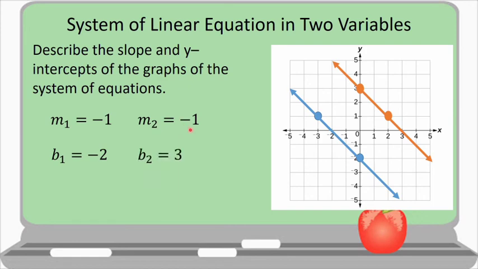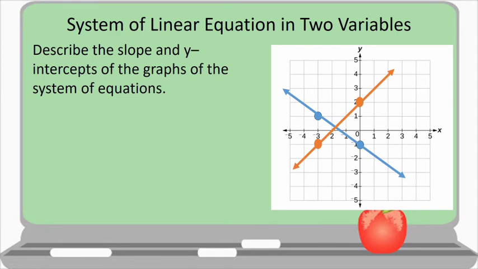And the y-intercept is 3 because the graph passes through the y-axis at the point (0, 3). So the y-intercept of the second graph is 3. Now, we see the relationship that the slopes are equal, or m sub 1 is equal to m sub 2, and b sub 1 is not equal to b sub 2. Therefore, the graph of the system of linear equations in two variables is parallel.